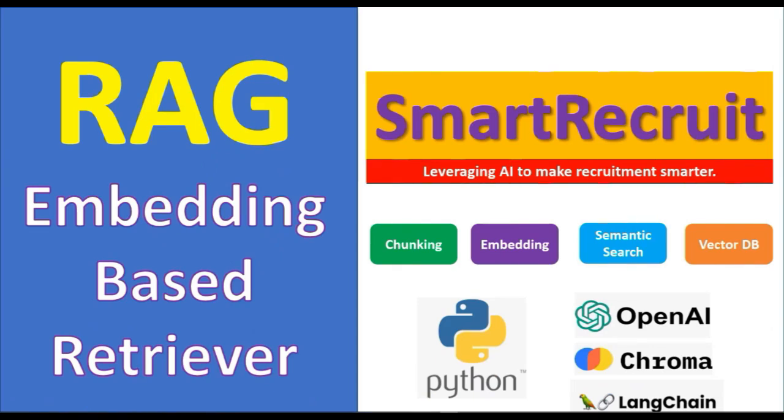Let me introduce SmartRecruit, a cutting-edge application designed to transform the recruitment process using the power of AI and the RAG pipeline. In this RAG pipeline, the retriever type which we are going to implement is of two types. One is a simple doc retriever, where the entire content of the document, in this case a particular CV, will be extracted and then augmented with the user query to the generative model.